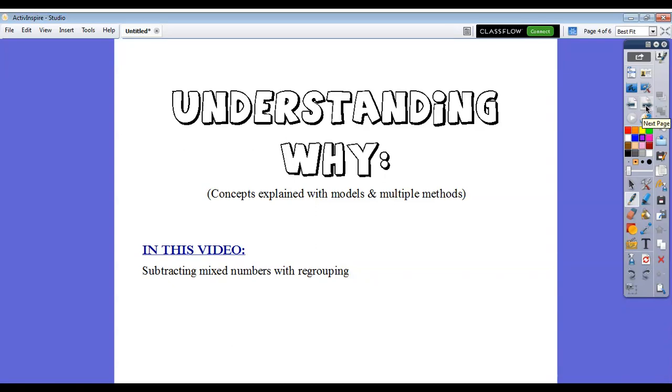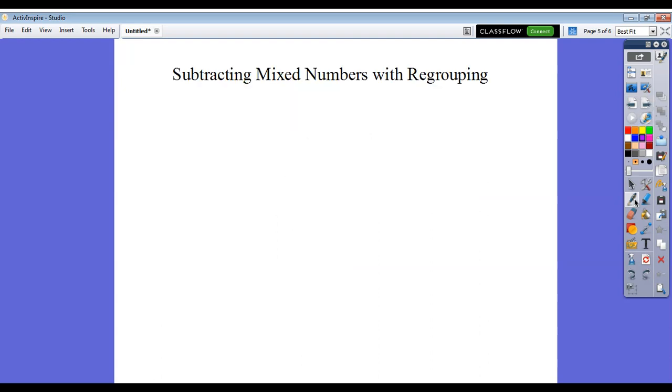Welcome to Understanding Why, where math concepts are explained with models and multiple methods. In this video, we're going to be subtracting mixed numbers with regrouping.